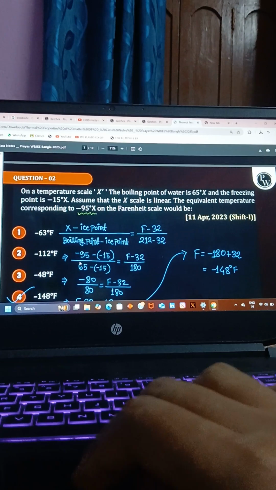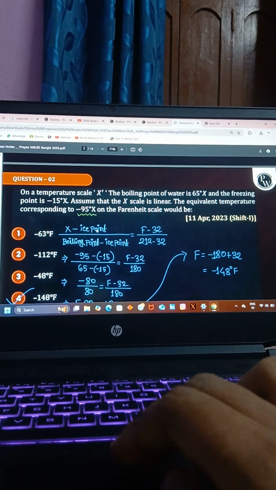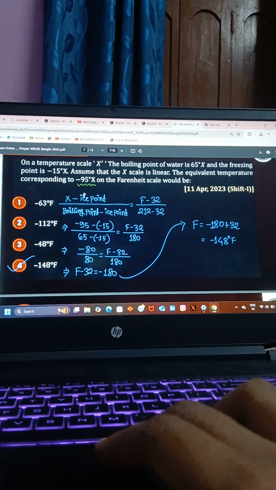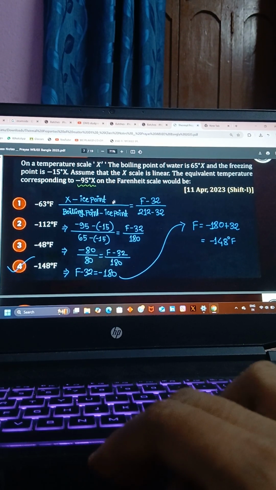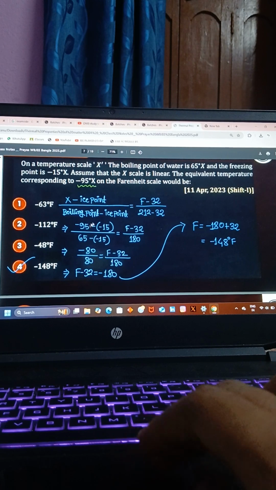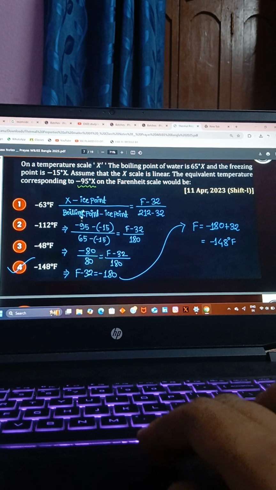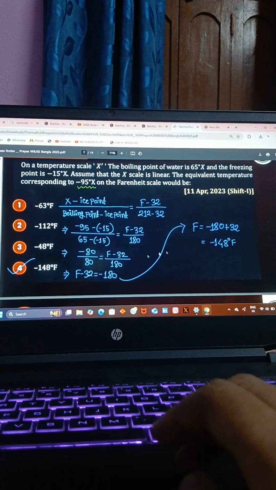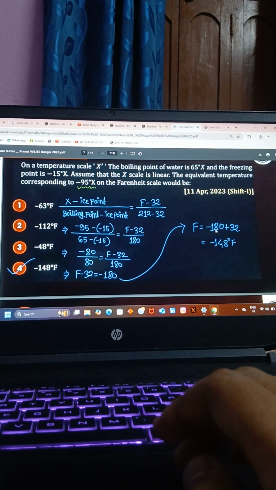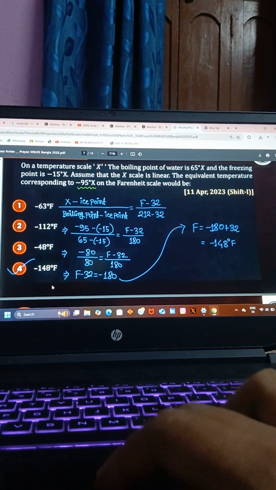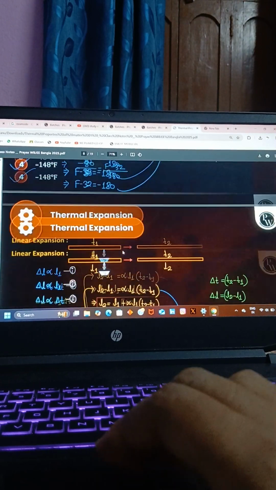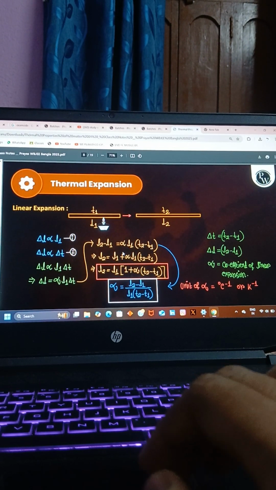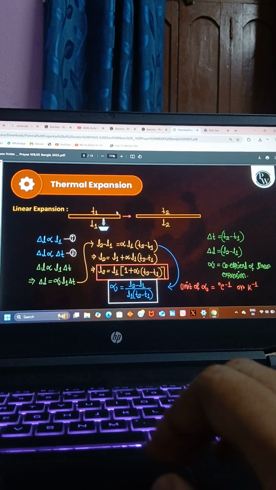Move to the next topic, because this is a value putting question. If we put in all the values of this given question, then we can find the exact value of the Fahrenheit scale answer. Okay, yes, this is the most important topic, thermal expansion.